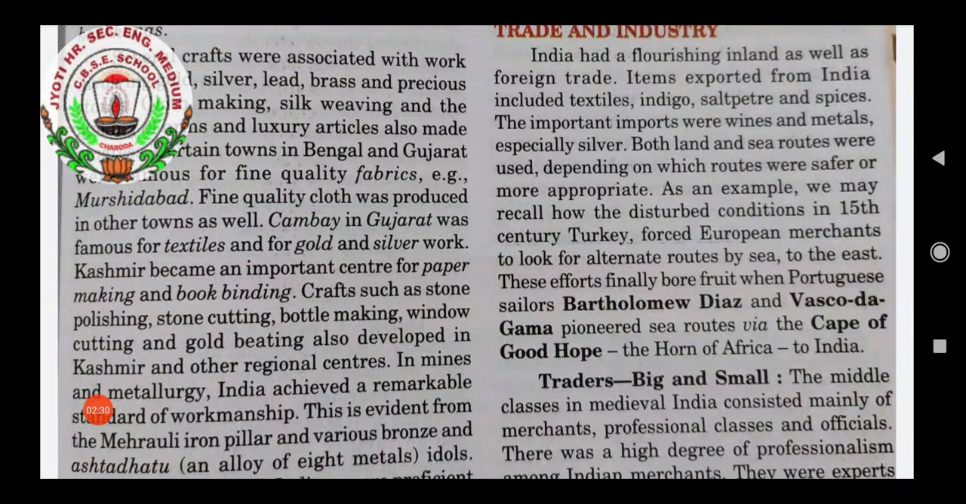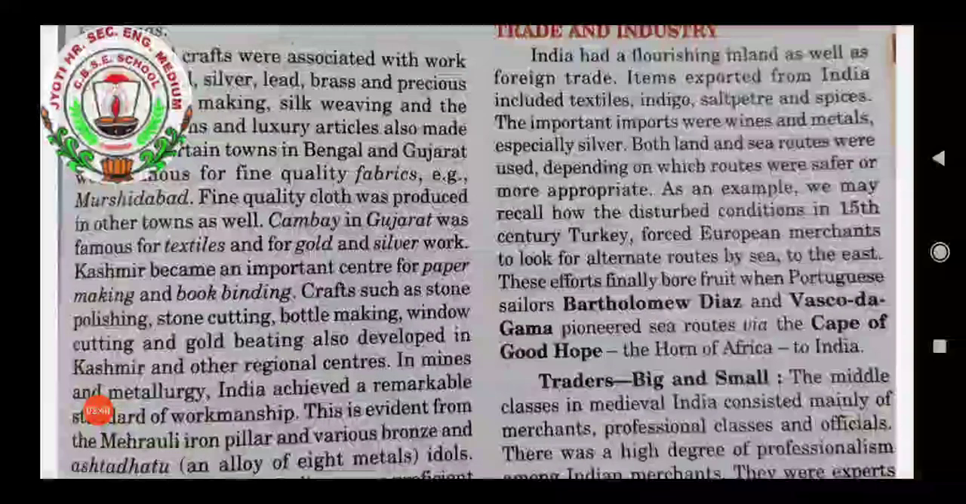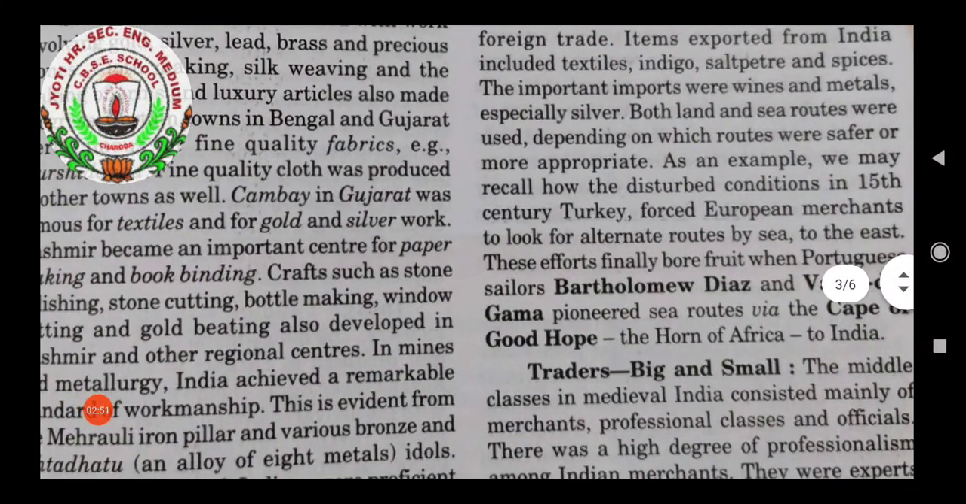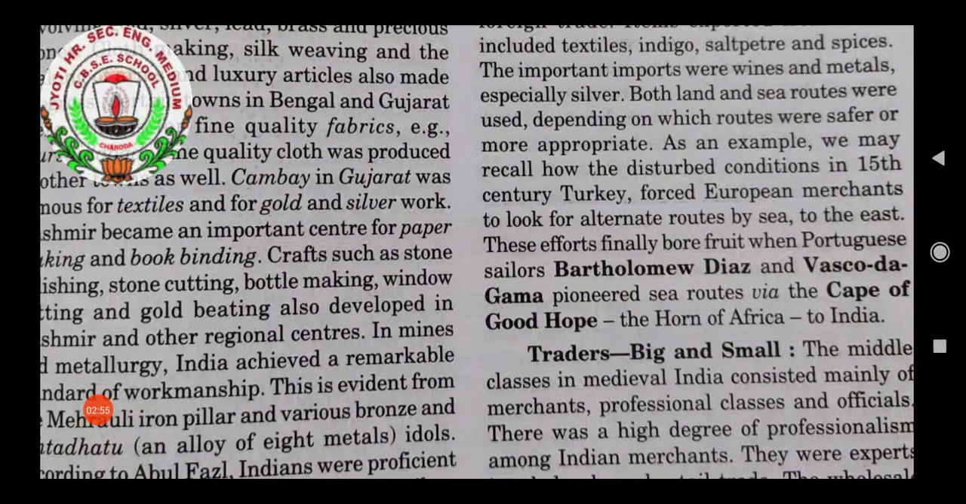Now we have one example here, that is the example of European merchants. What happened in the 15th century, the Turkey forced the European merchants to look for another route by the sea towards the east. When the Europeans started looking out for another route than the land, there were two persons who discovered the route. First was the Portuguese sailor Bartolomeu Dias and Vasco da Gama. Both of them pioneered the sea route via the Cape of Good Hope, that is the Horn of Africa, to India. In this manner, they discovered the sea route.